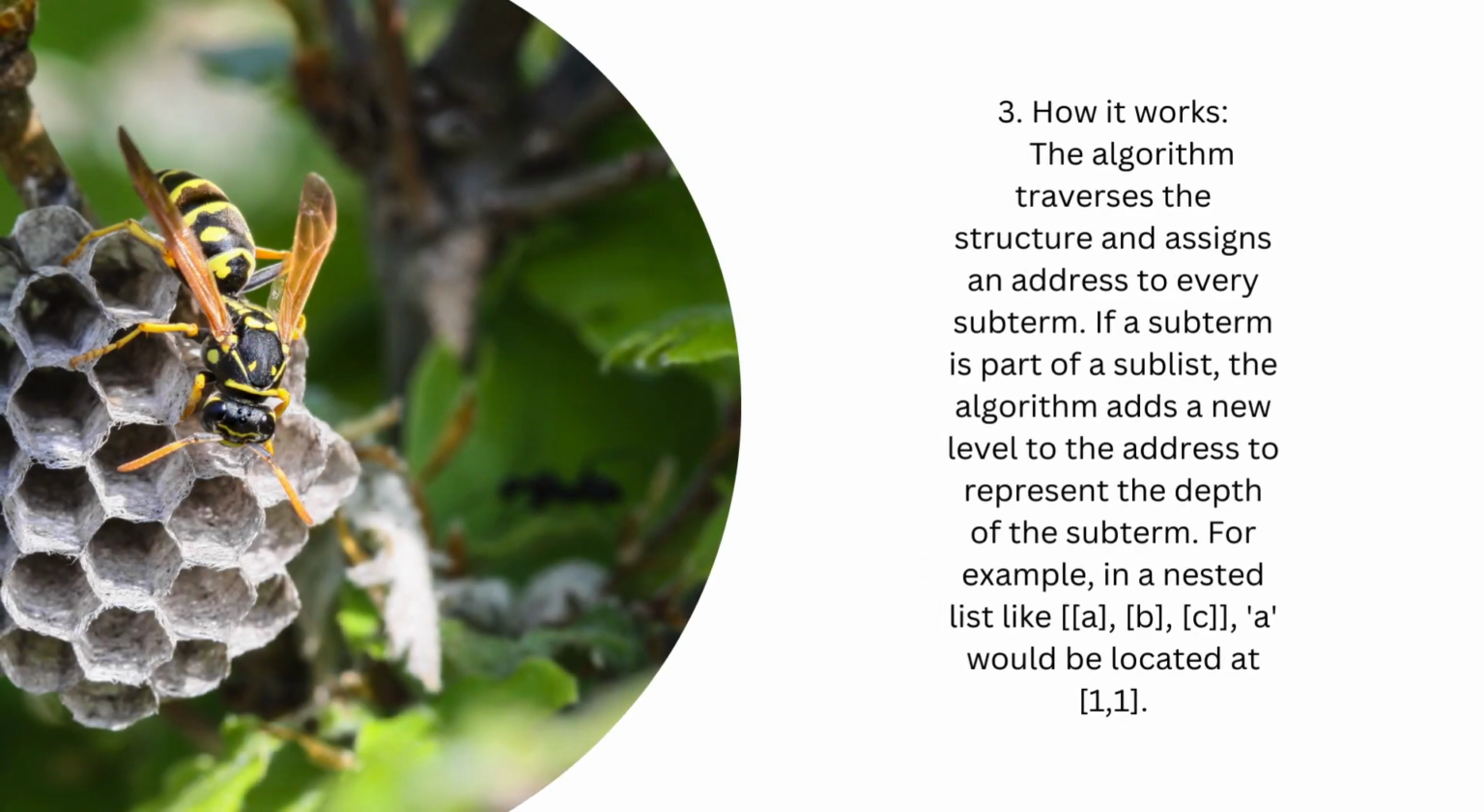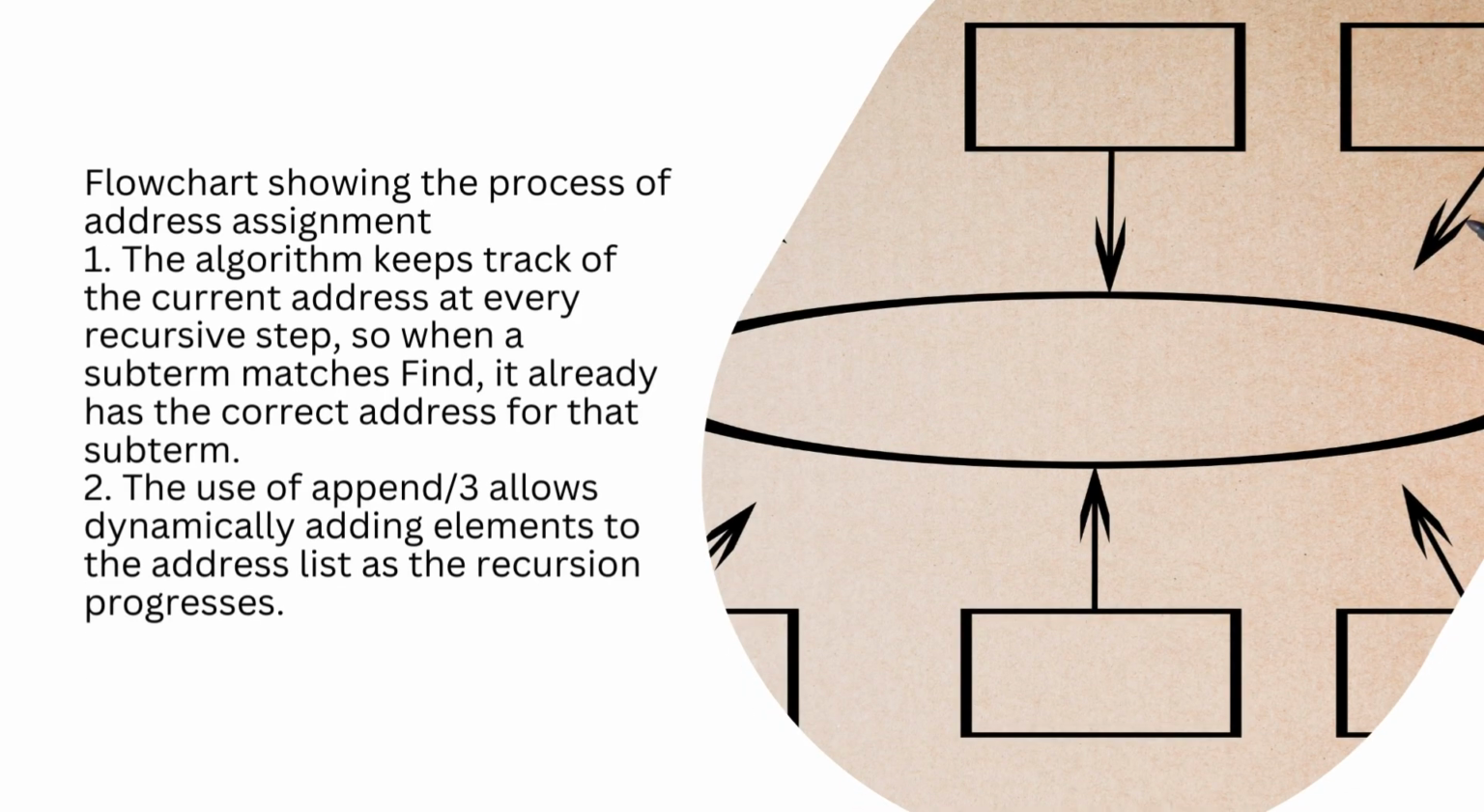3. How it works. The algorithm traverses the structure and assigns an address to every subterm. If a subterm is part of a sublist, the algorithm adds a new level to the address to represent the depth of the subterm. For example, in a nested list like [[A,B],C], A would be located at 1,1. Flowchart showing the process of address assignment.